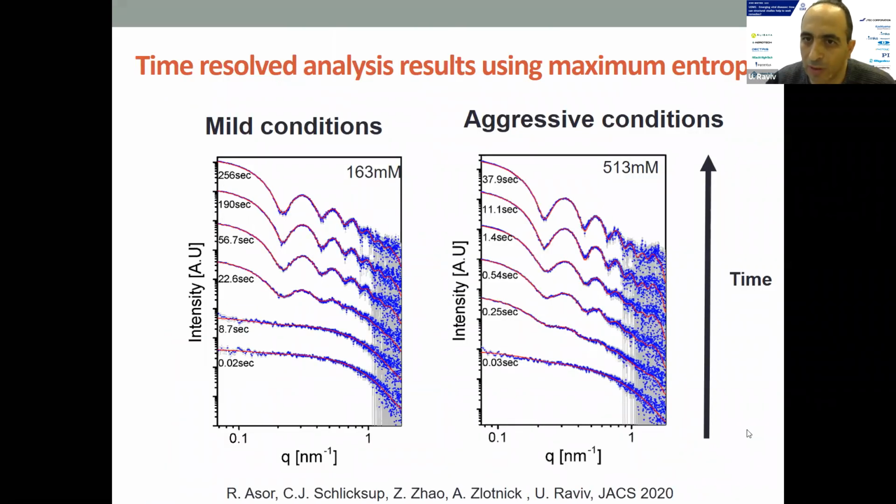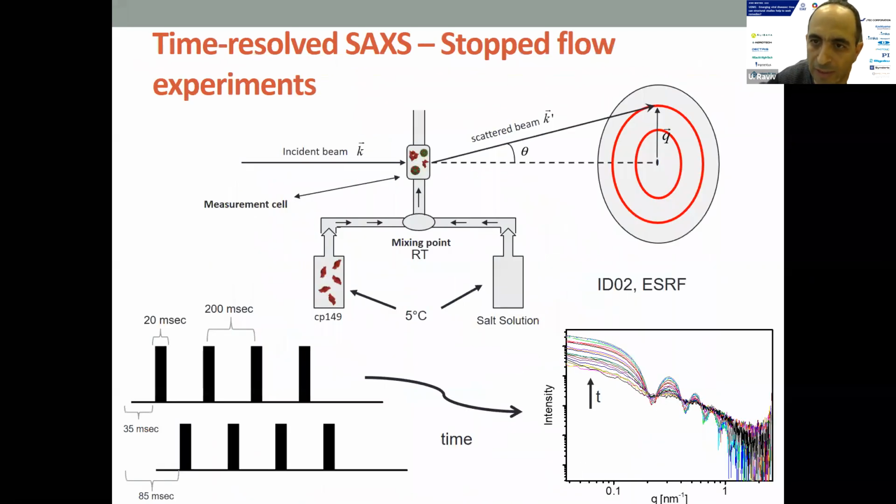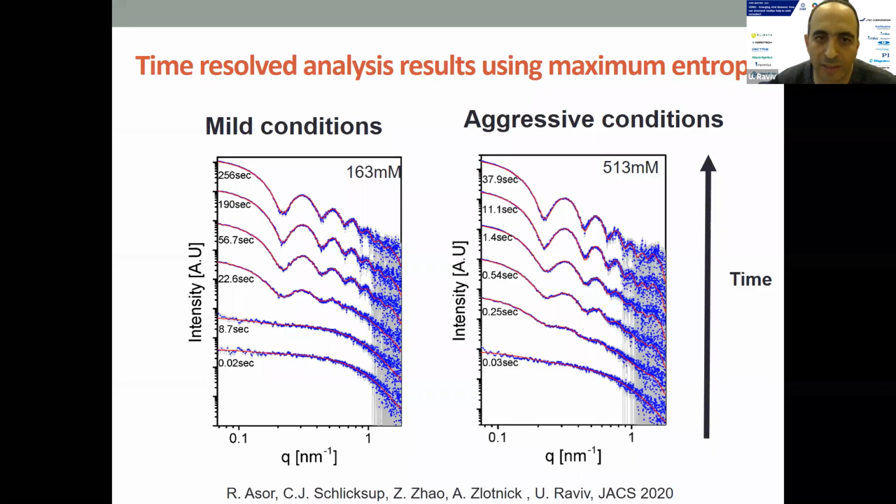Now, in order to resolve the pathway for assembly, we used another algorithm to analyze. These are the data, and you can see two sets of data: one in mild assembly conditions, when the salt concentration was close to physiological, and here a high salt concentration, which corresponds to aggressive conditions that lead to more viruses, but also the pathway is very different. And the timescales are also very different.